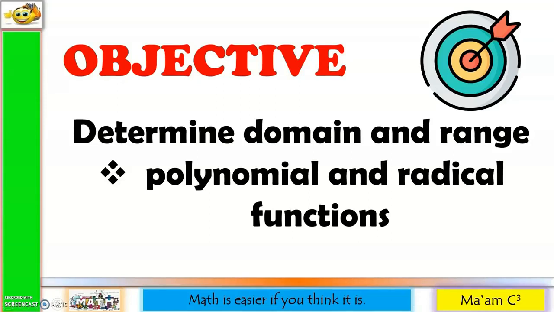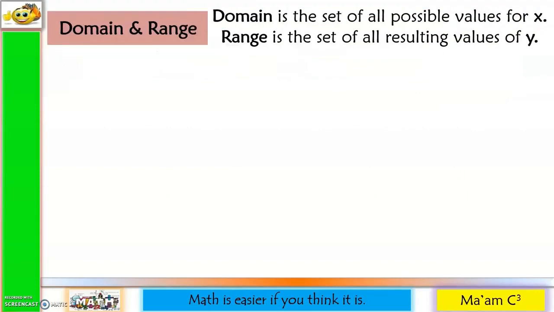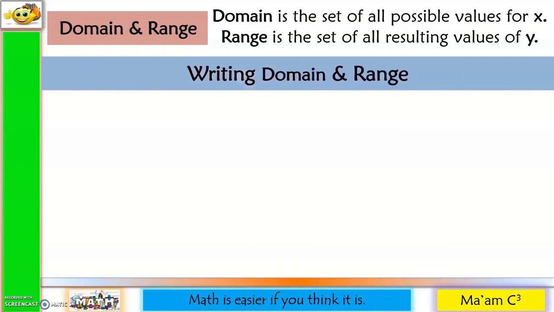Our objective in this lesson is to determine domain and range, including the domain and range of polynomial and radical functions. So what are domain and range? Domain is the set of all possible values for x, while range is the set of all resulting values of y. There are several ways on how we could write domain and range.